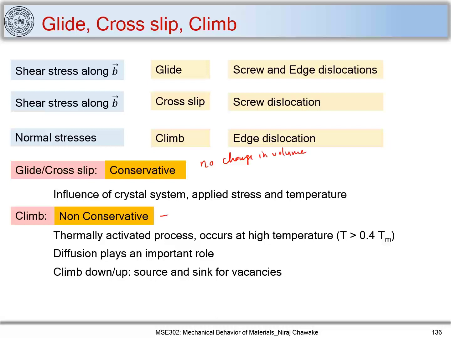But when climb occurs, we have said that it is a source and sink for vacancies, and thus there will be a change in volume when climb occurs. So there is a change in volume. Here, when I say conservative, I am talking about volume being conserved. And thus climb is a non-conservative process, and glide or cross slip is a conservative process.